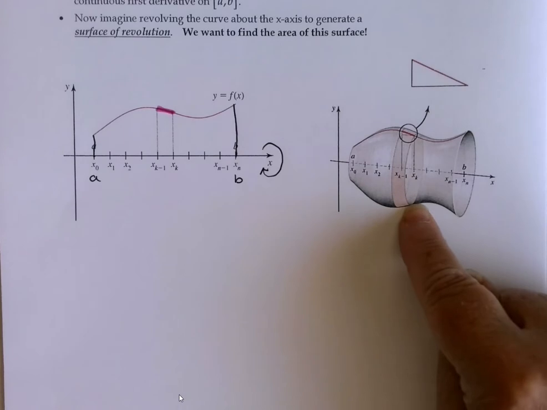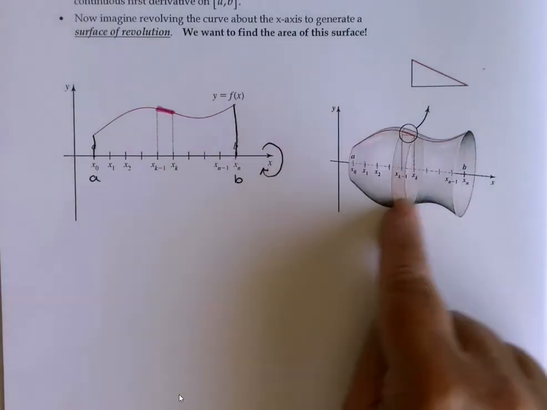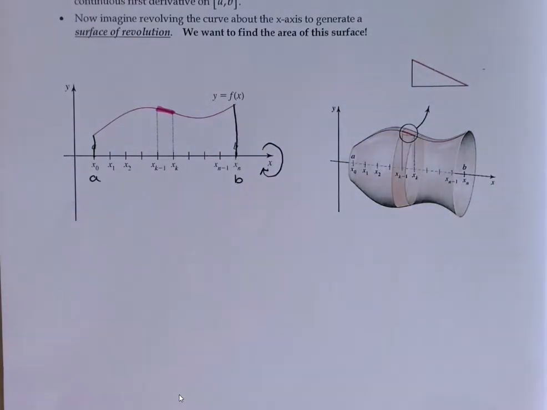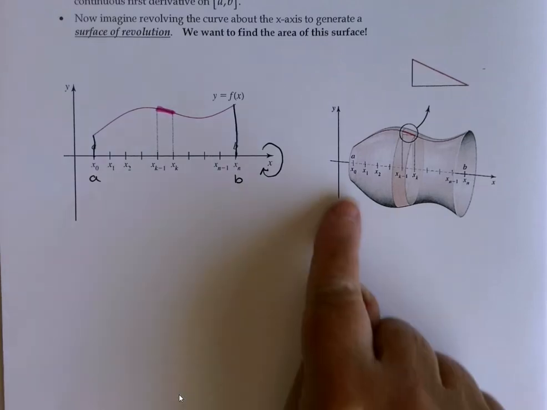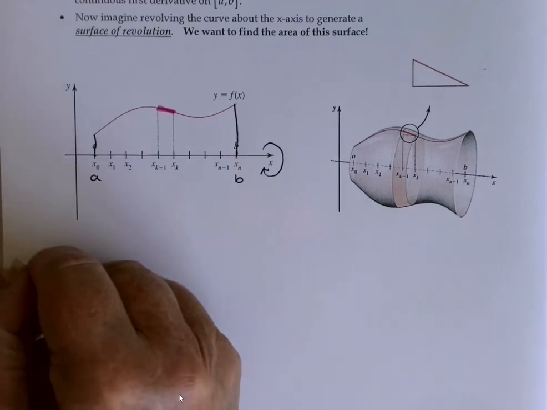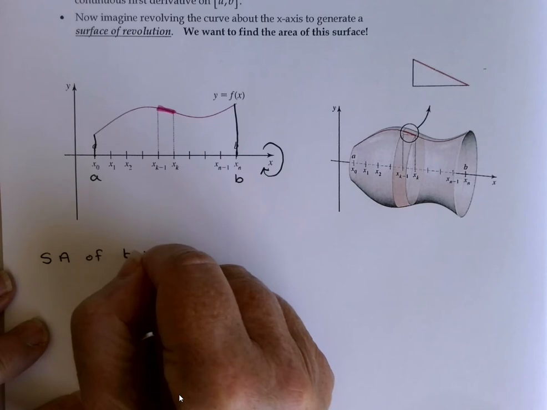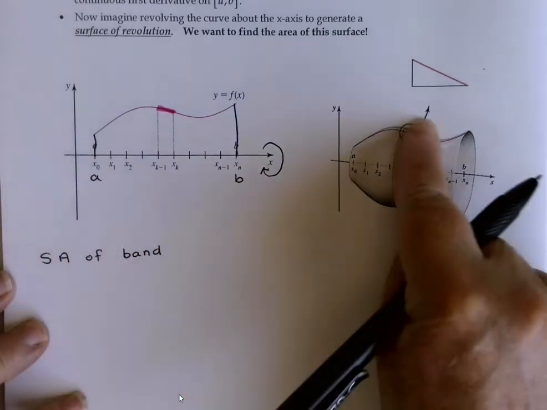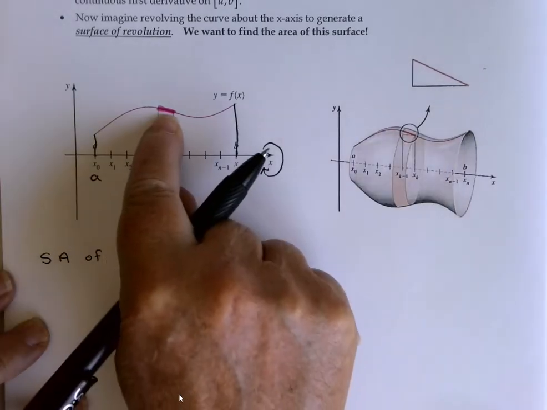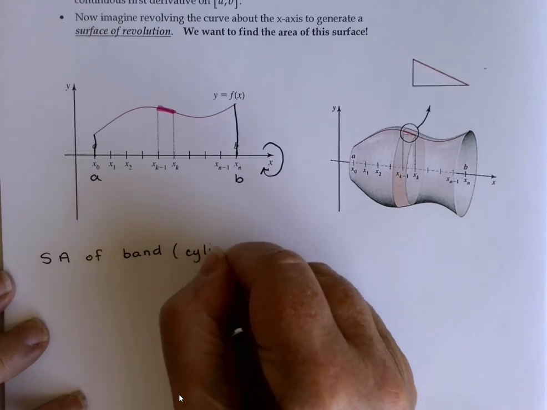You can see it kind of shaded in over here. Again, it's not solid, it's not a disk, it's just a band of surface area. And we'll start by trying to find the surface area of that little band, at which point we can then add up all of the little surface areas. So, surface area of this one little band. That band, as long as this is an almost straight piece, could be considered a cylinder, a hollow cylinder.